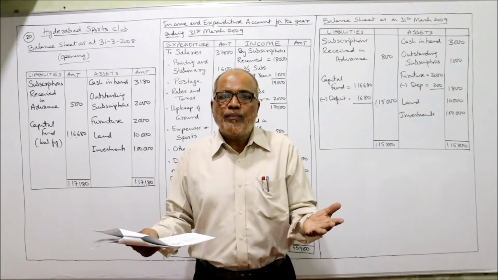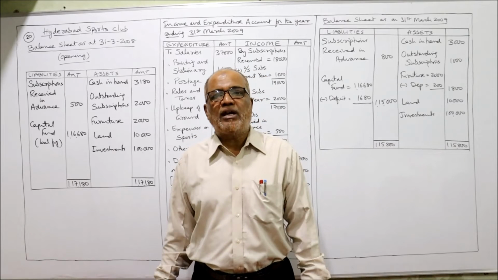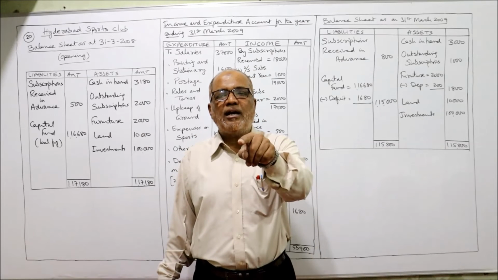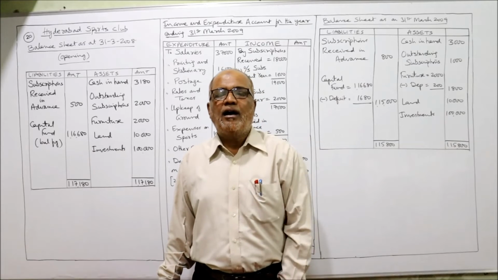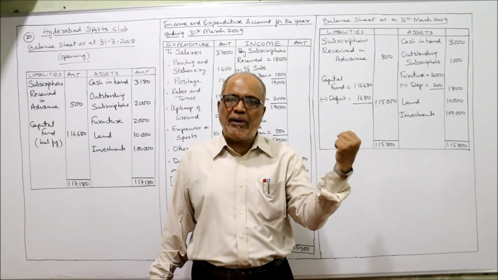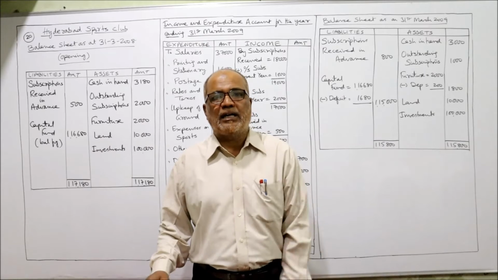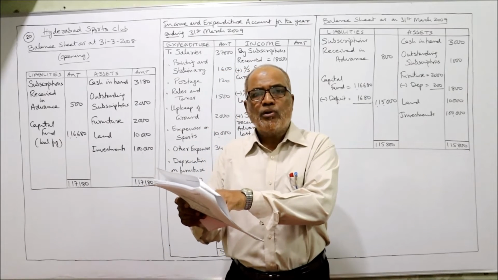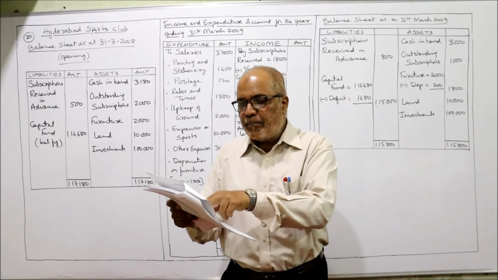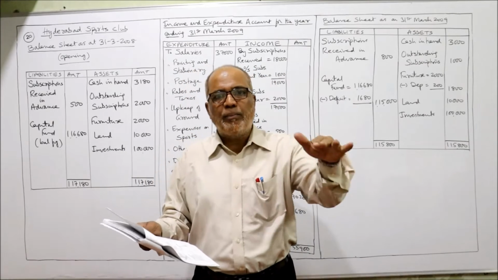So already we know, even in the last problem we have done the same thing. Outstanding subscription at the end of the current year will be added and outstanding subscription at the beginning of the year will be deducted as usual. So end of the year 1,000 will be added and beginning of the year 2,000 will be deducted.